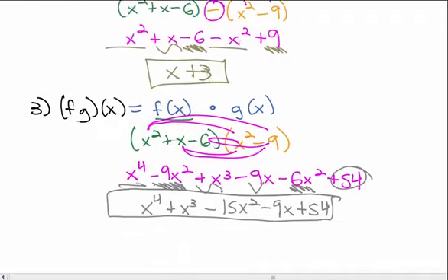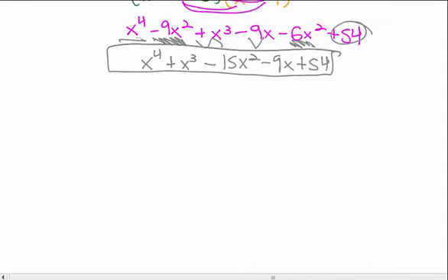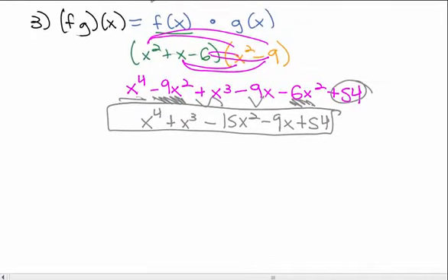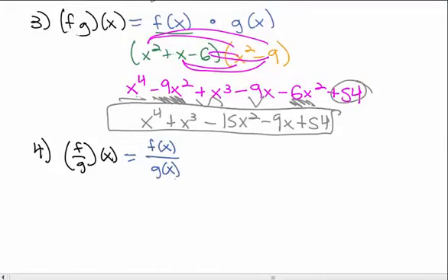To give us our final product. The last operation, as you might assume, is division. We show this by putting f over g of x. And again, what that really means is simply we're going to take the f of x function and divide by the g of x function. Maybe do any reducing if we think it might be possible.